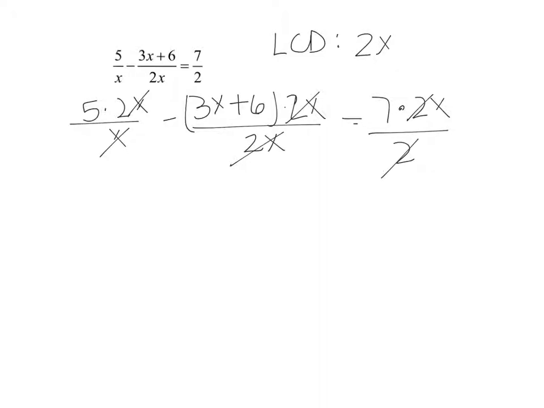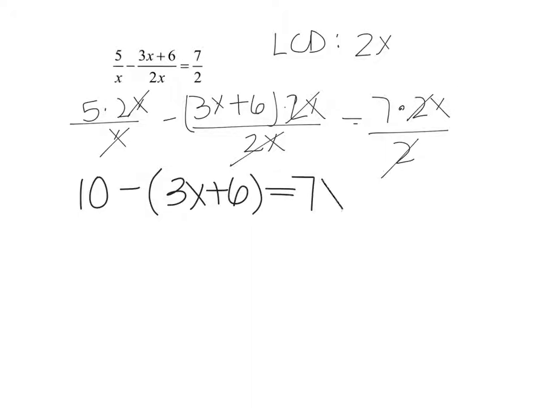So we're left with 10 minus 3x plus 6 equals 7x. So distributing the negative in the parentheses, we have 10 minus 3x minus 6 equals 7x.